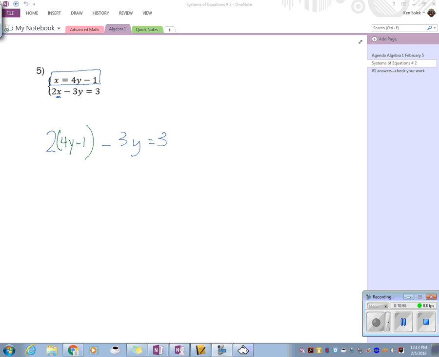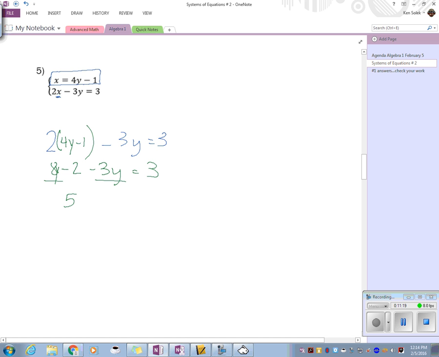Okay, so here, this is 8y minus 2 minus 3y equals 3. Eight y minus 3y is 5y. 5y minus 2 is 3. Add 2 to both sides. 5y is 5, so y is equal to 1.